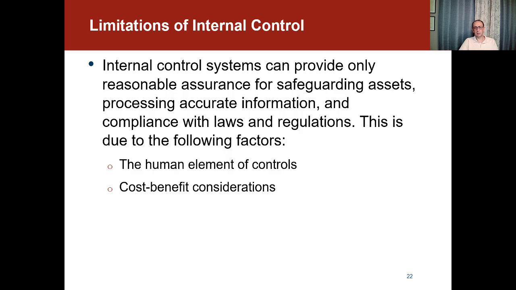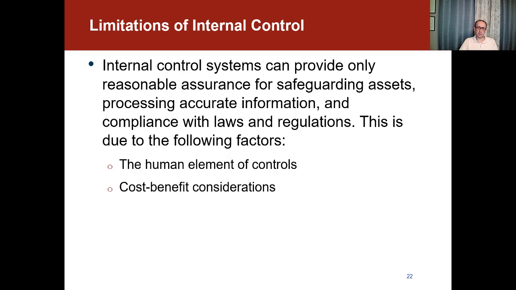So internal controls, if we spend all the money we can, which by the way could be expensive, still have some limitation. It's not going to be perfect. So an internal control system can provide only reasonable assurance. It's not going to be absolute assurance. It's never going to provide a guarantee for safeguarding assets or processing accurate information and for complying with laws and regulations. And the reason we have this limitation is the human element of controls, human errors. We can have a perfect control, but because of human mistakes, the control procedure would fail. Or if there's collusion among people, so two or more people working against the control system, then they can make it fail.